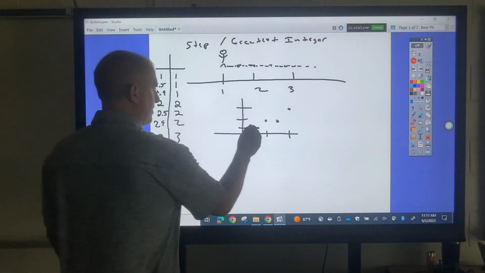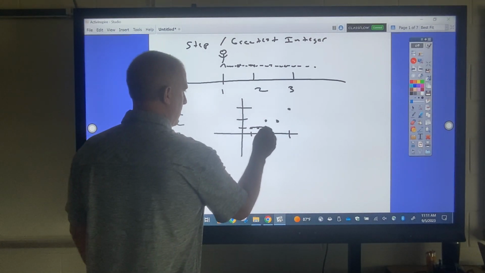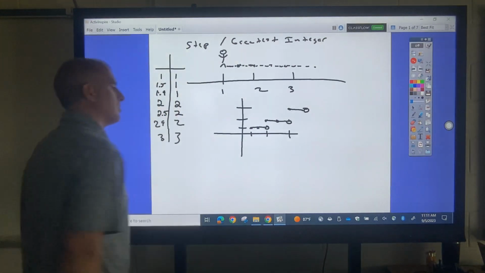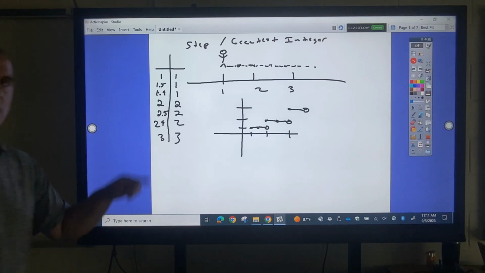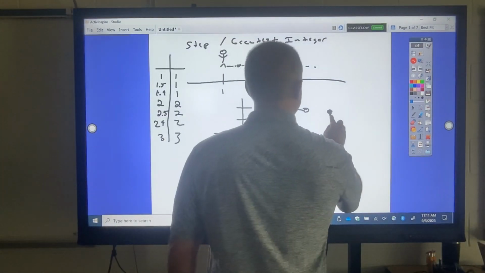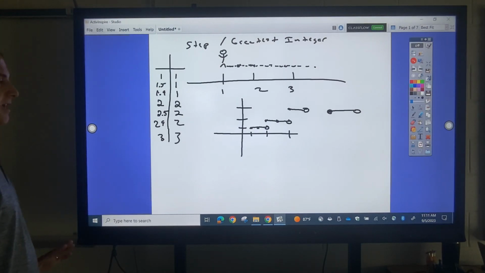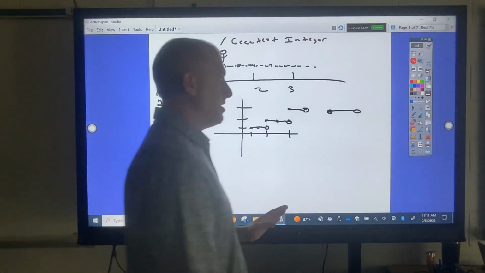Now, if you were to draw these lines, what you do is you draw here, open circle. Draw here, open circle. Draw here, open circle. You draw a line like this, and then an open circle. That's the way it always goes. Okay, so that's the concept of the greatest integer.